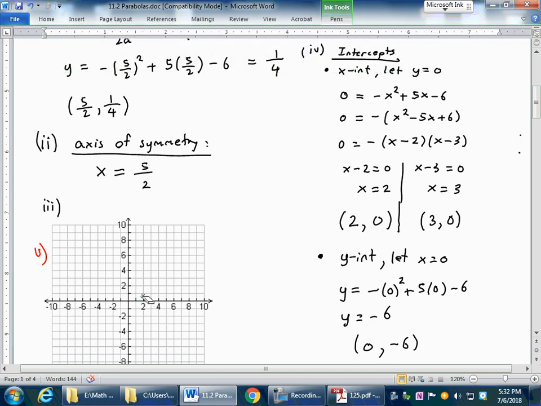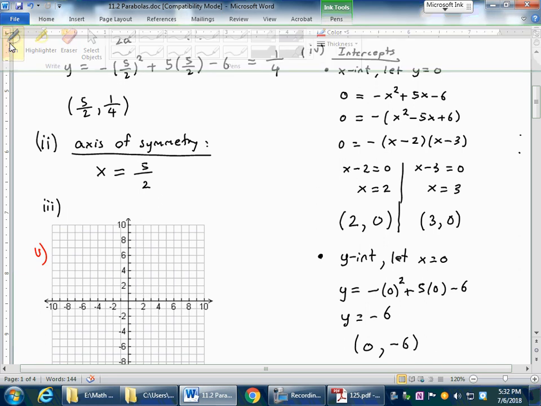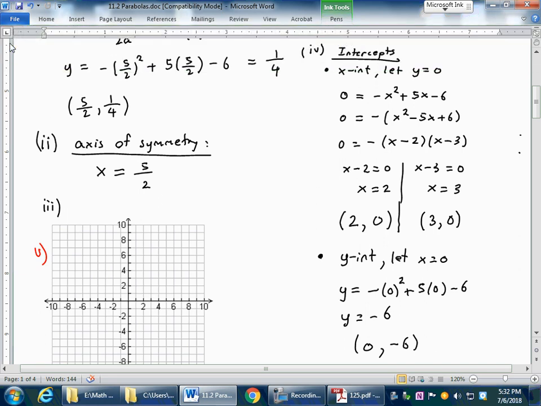I plotted it wrong right here. Okay, so let's replot again. So 2.5 and then the 1/4 right there, and then my x-intercepts are at 2 and then 3, and then my y-intercept will be -6, which is right here. So you will be able to graph better, because my pen is not really good. So this helped me get the parabola opening downward with all my intercepts.